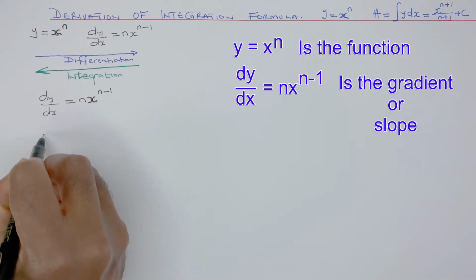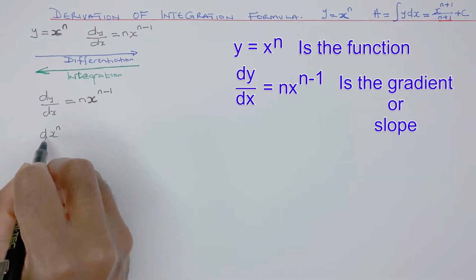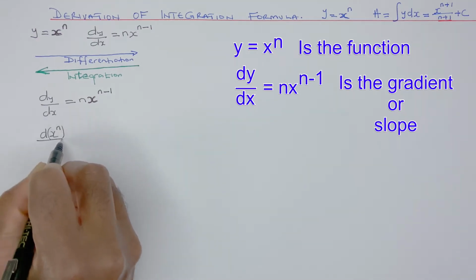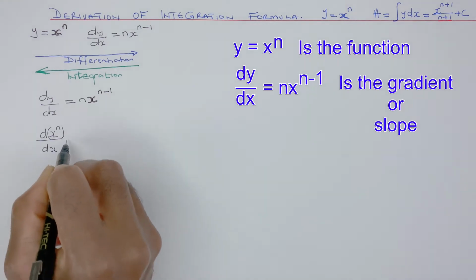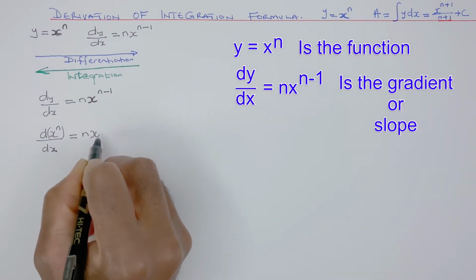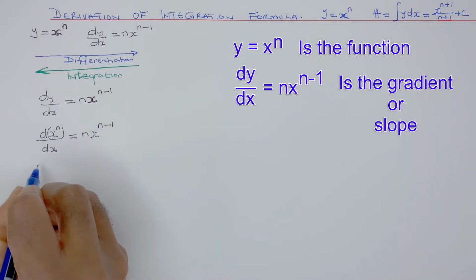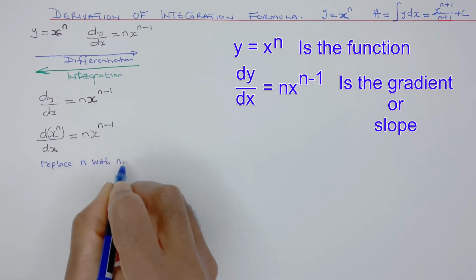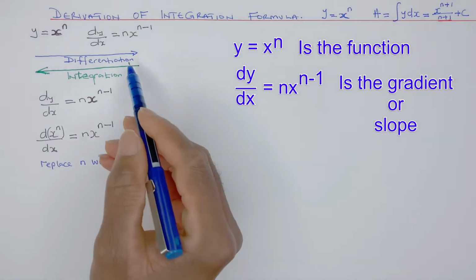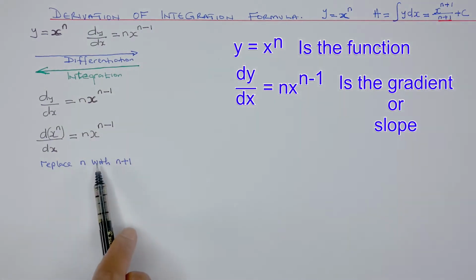So we can write d x to the power of n over dx equals n x to the power n minus 1. So now we need to replace n with n plus 1 because we need to do the reverse process. Don't forget we're taking away minus 1. Now we're adding plus 1.